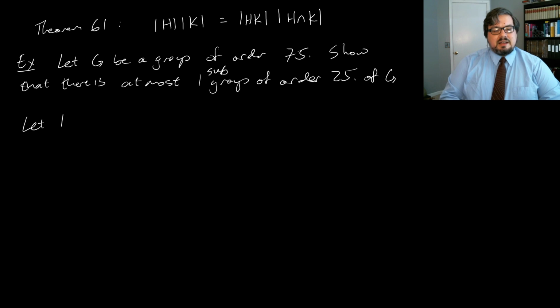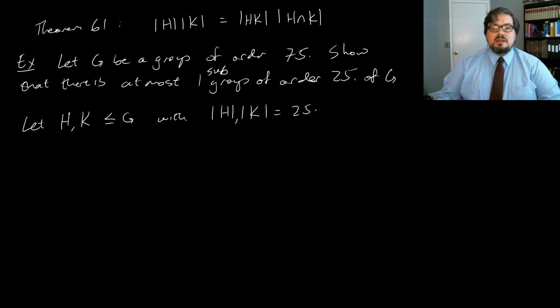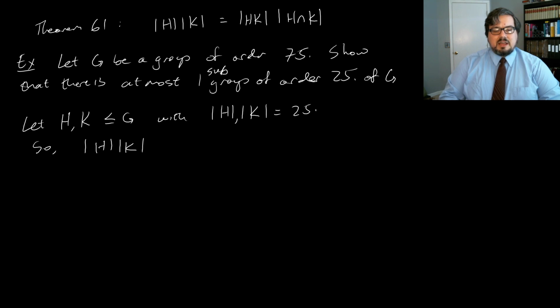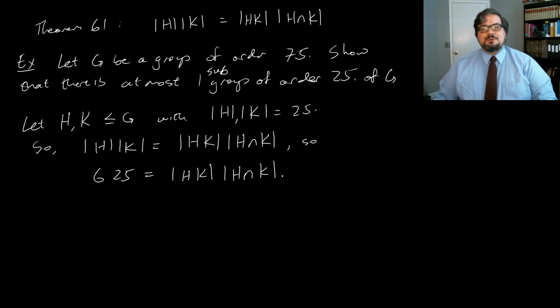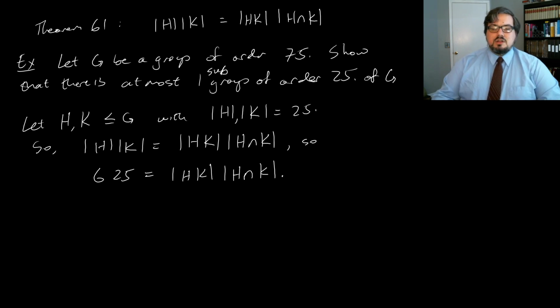So let's show that. Let's let H and K be subgroups of G, with the order of H and the order of K being 25. Now, by Theorem 61, this means that the order of H times the order of K is the order of HK times the order of H intersect K. So that means that 625 is equal to the order of HK times the order of H intersect K. So here's where we can use some arithmetic.